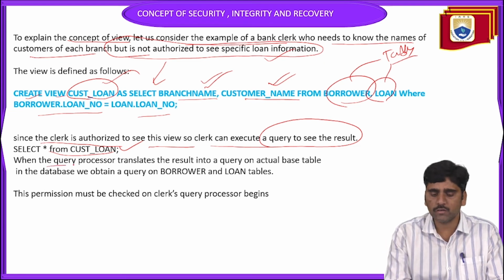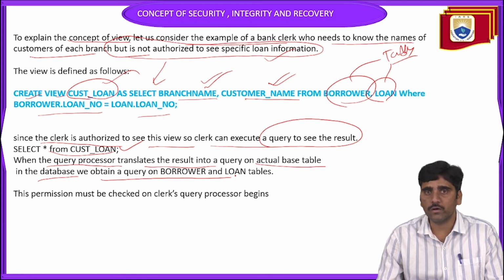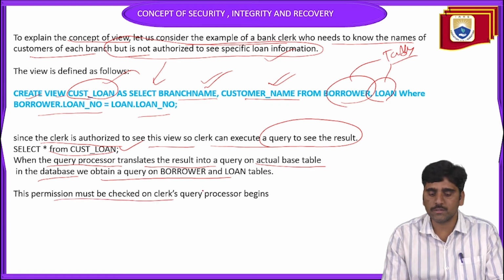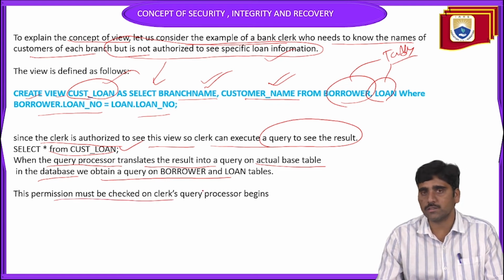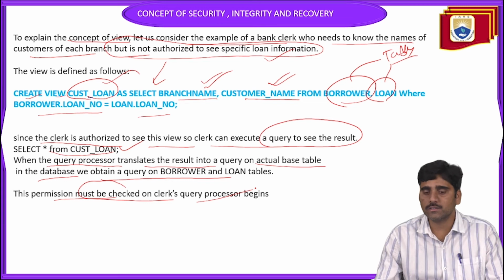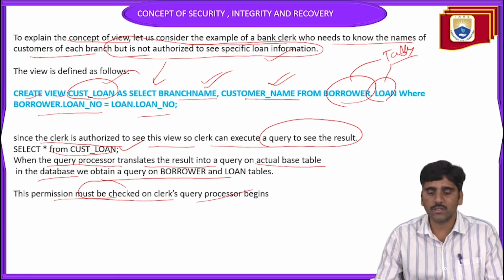When the query processor translates the result into a query on the actual base tables in the database, we obtain a query on the borrower and loan tables. So borrower and loan are the two tables. This permission must be checked when the clerk's query processor begins to run this query. This is the basic view of how we provide the security feature on a particular database object.